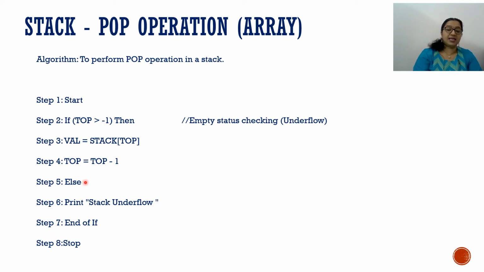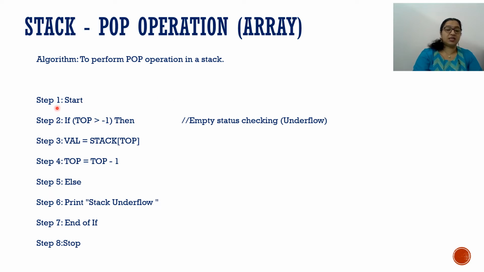Else, print stack underflow. So if top is -1, it is underflow. Otherwise, retrieve the value to a variable and decrement the value by 1. Clear? So these are the steps needed for writing an algorithm.